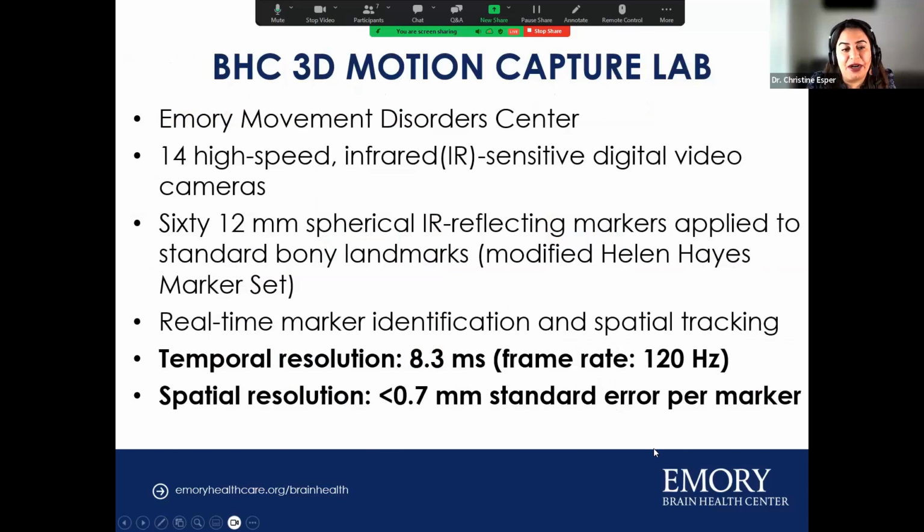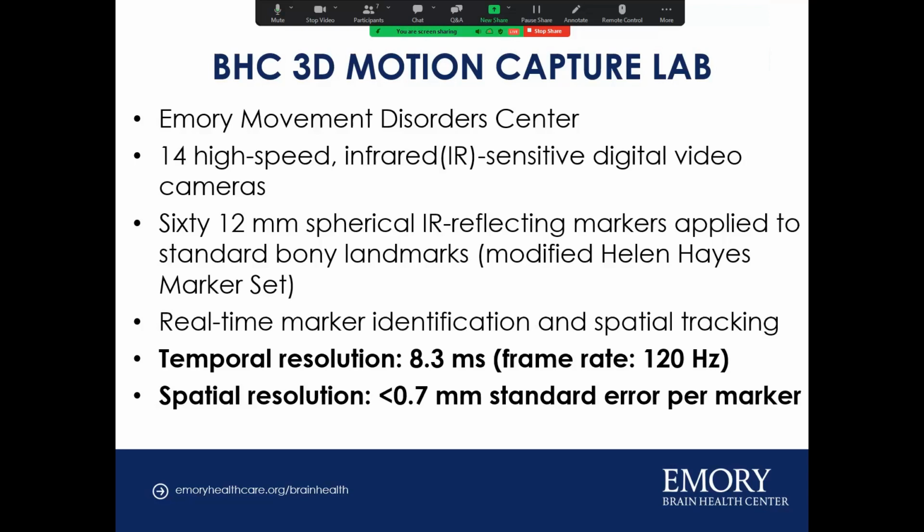So next we'll shift to our focus at the 3D Motion Capture Lab in the Brain Health Center at Emory, the Movement Disorder Center. In our lab, we have 14 high-speed infrared sensitive digital video cameras. We also have 60 12-millimeter spherical IR reflecting markers that we apply to standard bony landmarks on the patient in preparation for the procedure, and real-time marker identification and spatial tracking. So what does this mean? We can record movements about 120 times per second with a resolution of less than 0.7 millimeters error per marker.